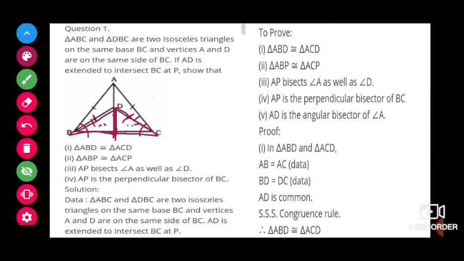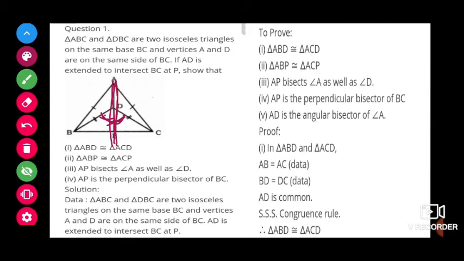So if these two triangles are also equal, we can say that the corresponding angles and sides are also equal, no? So we can say this side angle is equal to this side angle. If this side angle is equal to this side angle, it is nothing but AP is bisecting angle A also. That's it. Next one, AP is the perpendicular bisector of BC.